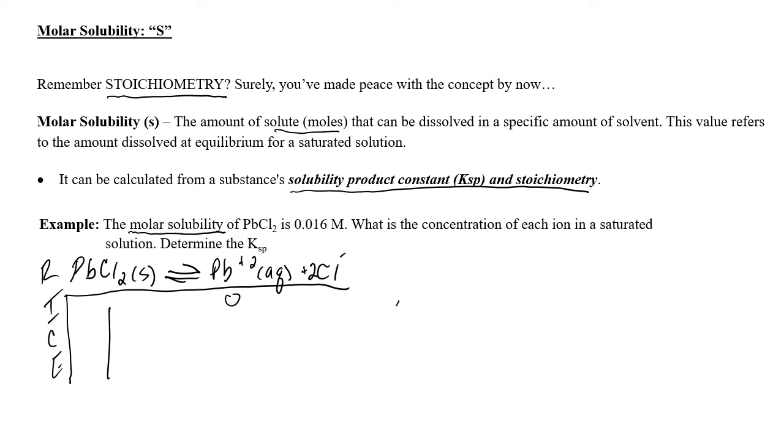Who cares about the solid? Now notice the stoichiometry here. Because the coefficient is 1, it's going to be S. Instead of X, like in the last unit, we're just going to use S. It's just a different variable. It's going to help you to remember that it stands for solubility, molar solubility. And because the coefficient is 2 for chloride, it's going to be 2S. S and 2S.